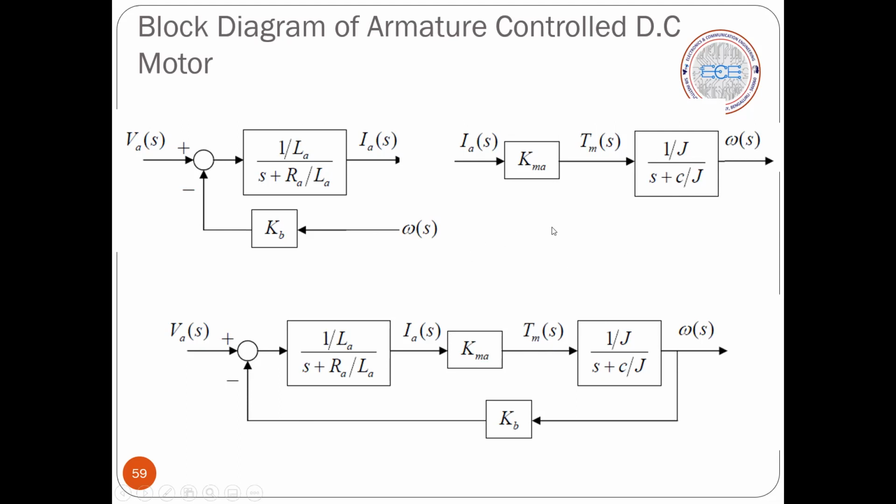So next class we will be taking up the signal flow graph. Again, it is a graphical method which helps us in arriving at the transfer function. We will see that in the next class.